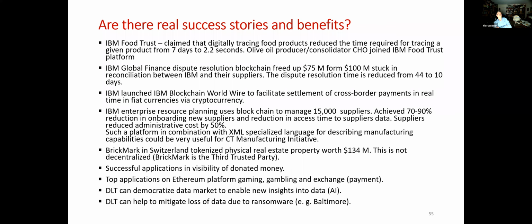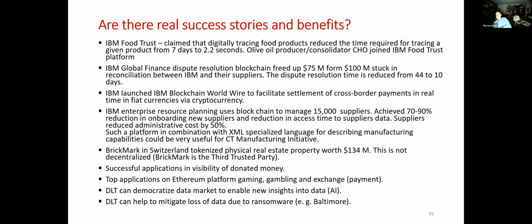So here's what I learned from IBM. IBM claimed that they can trace food products on average from 7 days before implementation of blockchain to 2 seconds. IBM Global Finance manages their suppliers. IBM in their supply chain has over 1,000 different suppliers. They're providing all sorts of things to IBM.